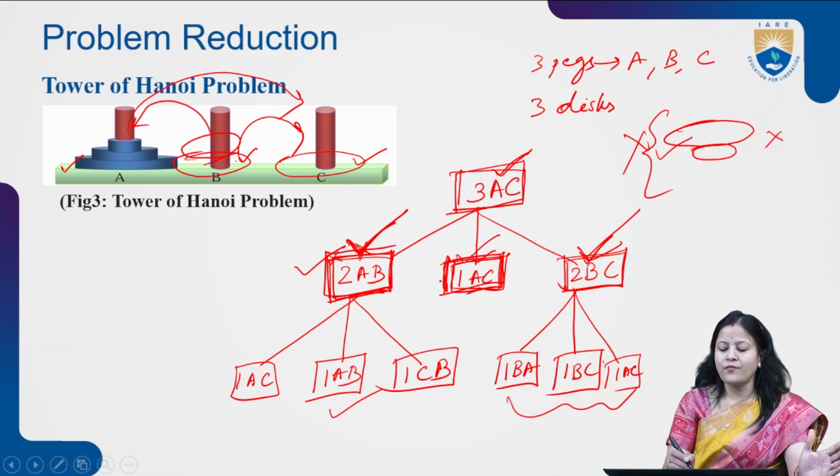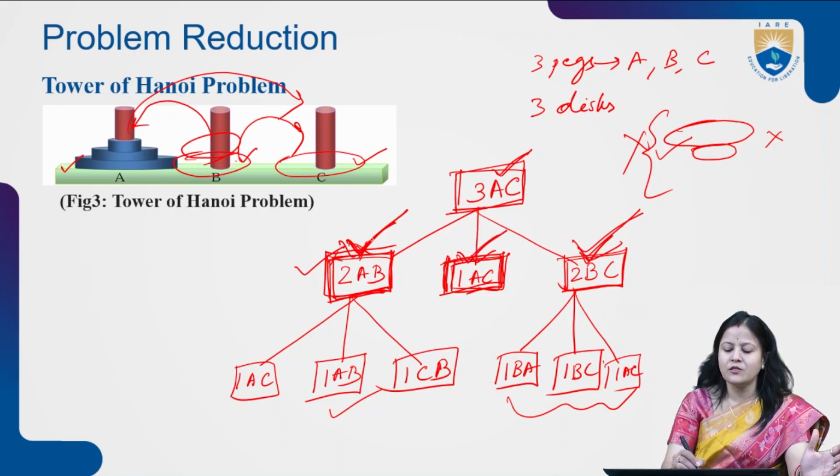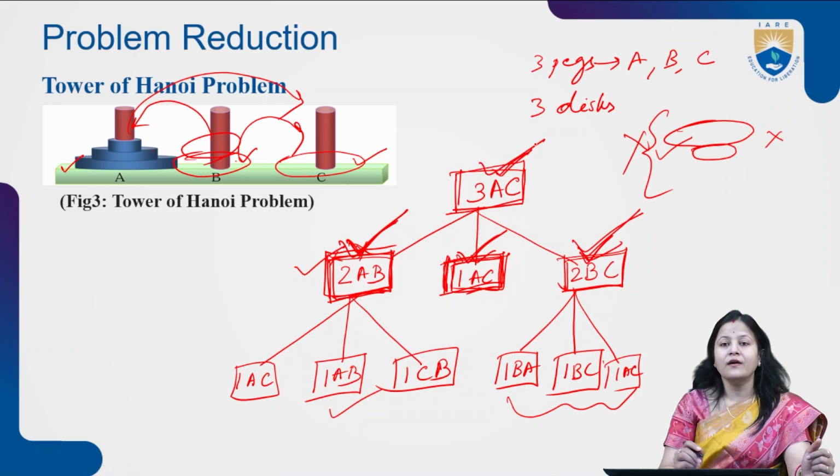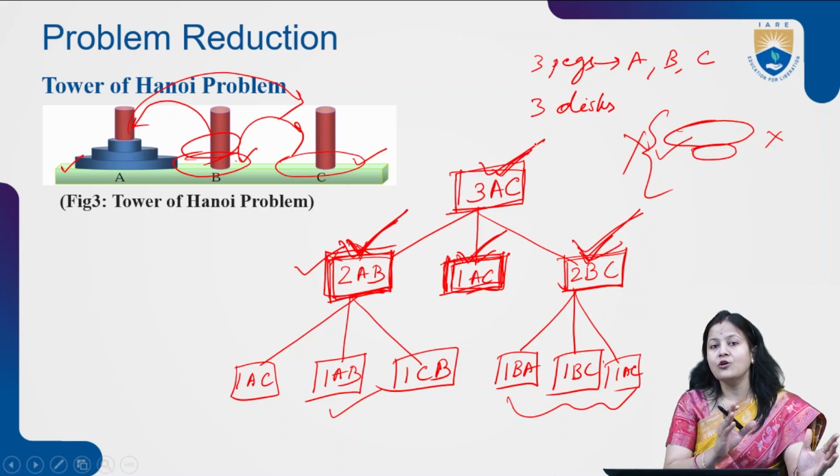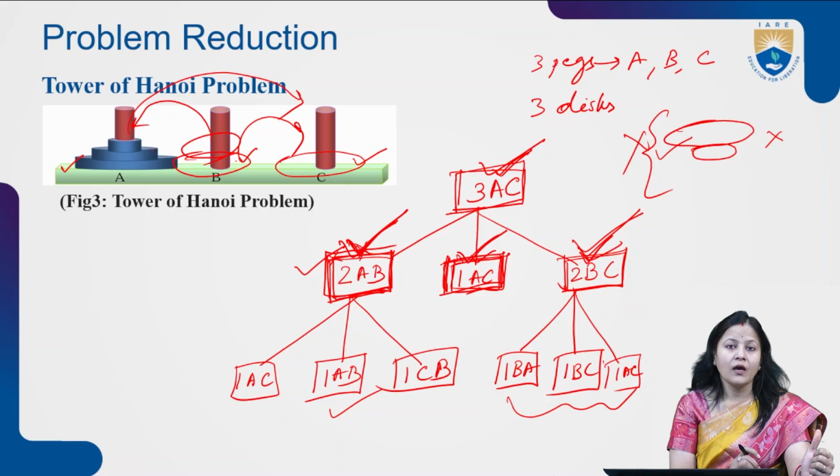So this is our final. Now this one is achieved, this one is achieved, this one is achieved. So definitely the final goal is also achieved. So this is the way the Tower of Hanoi problem can be solved by using the problem reduction technique.